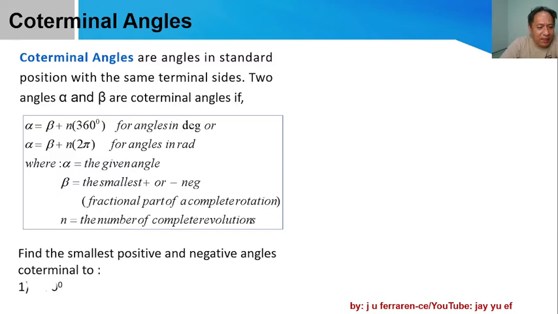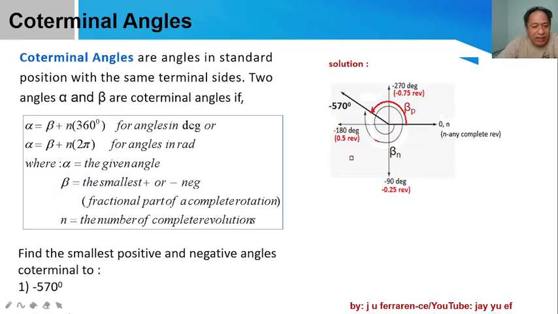Now, we are given an angle of negative 570 degrees, and we are asked to give the smallest positive and negative angles that are coterminal to the given. Okay, since the angle is not so large, now we can plot it. Negative angles are angles produced by clockwise rotation, and being an angle in standard position, our initial side will start on the positive x-axis.